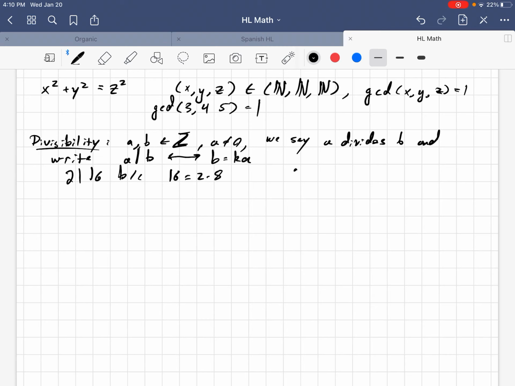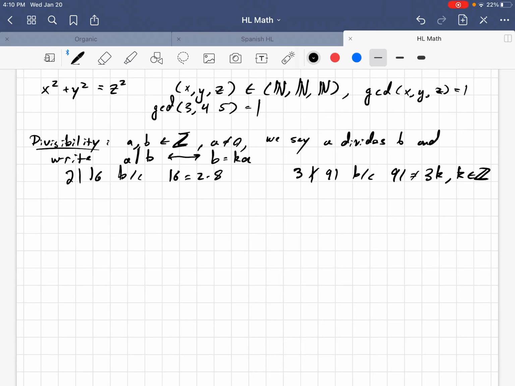Or, for example, 3 does not divide. We'll do a little dash through it. 3 does not divide 91 because 91 is not equal to 3k, k an element of the integers. Namely, k would have to be 91 thirds, which is not an integer. So that's the notion of divisibility.